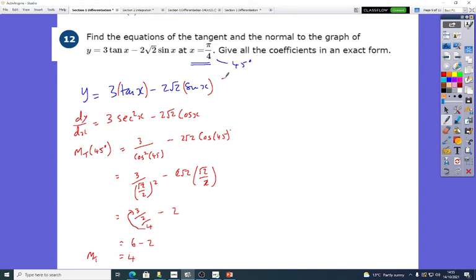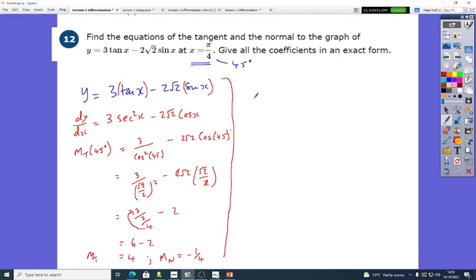Now, let's put that in here. I'm also going to put down that, if I know the gradient of the tangent is 4, the gradient of the normal, because you take the reciprocal of that and then negate it, is going to be minus 1/4. I'm just going to put that out there. Okay.